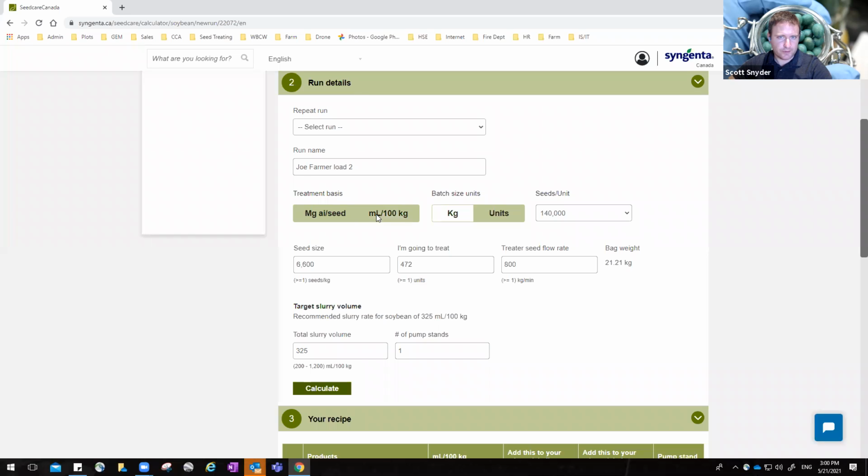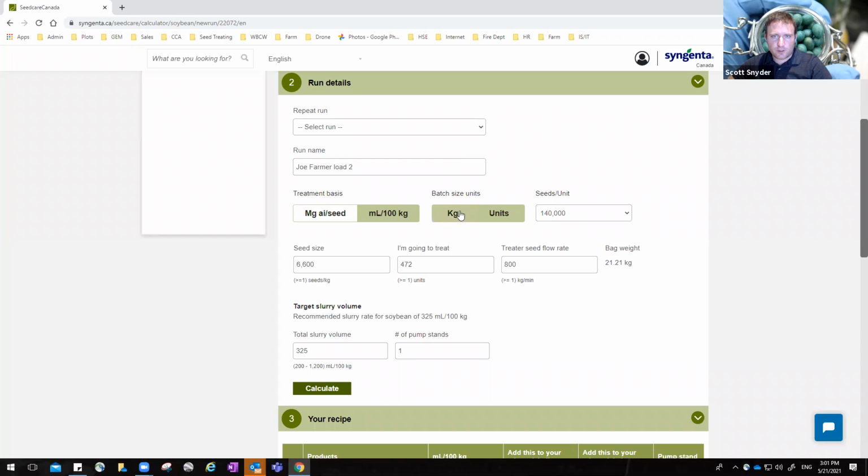When you scroll down here, there's treatment basis. Most people are on milliliters per 100 kg. If you're not familiar with talking about rate per seed and rate per weight, it's likely that's where a lot of people started. Some people are moving to this rate per seed, which is milligrams of AI per seed. But for the sake of this argument, we'll go here. Our newer labels have both rates, or both languages, on the label. Some of the older ones might only have one or the other.